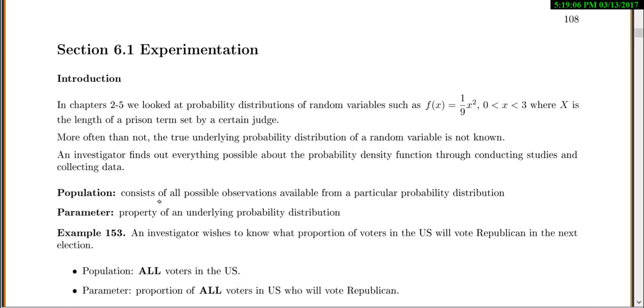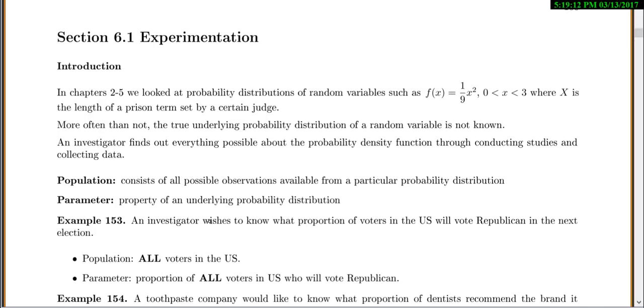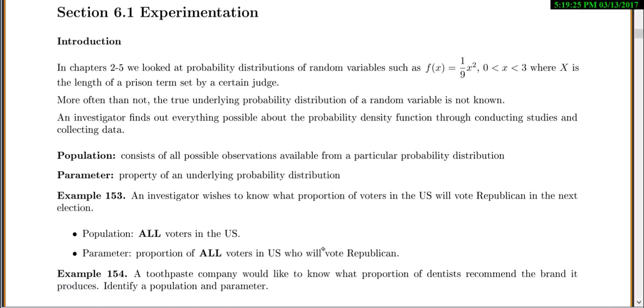Whereas the parameter is some property or underlying number of this probability distribution. So in example 153, the parameter, what we'd be interested in knowing, would be the proportion of all the voters who would vote Republican. So the population is all the voters, and the parameter is the proportion of all the voters who would vote Republican.